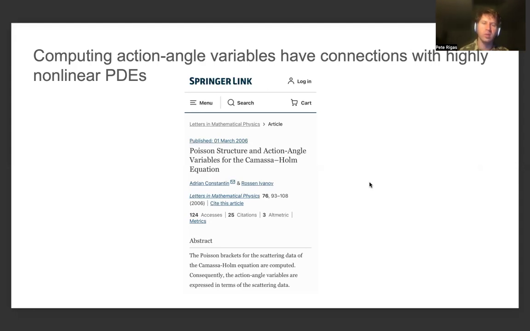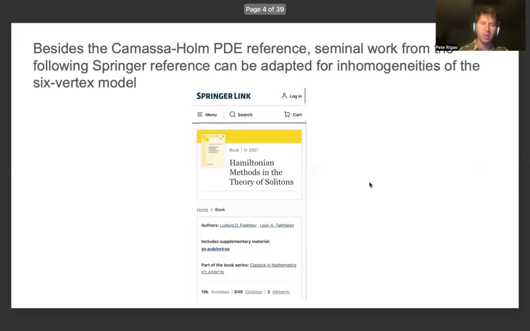that the authors, Kulish, Reshetikhin and Sklyanin, conjecture to be integrable, which can be shown by making use of references for computation with the Poisson bracket of the action-angle variables. But besides that reference, the seminal work from the following reference can be adapted for the inhomogeneities in the 6-vertex model.